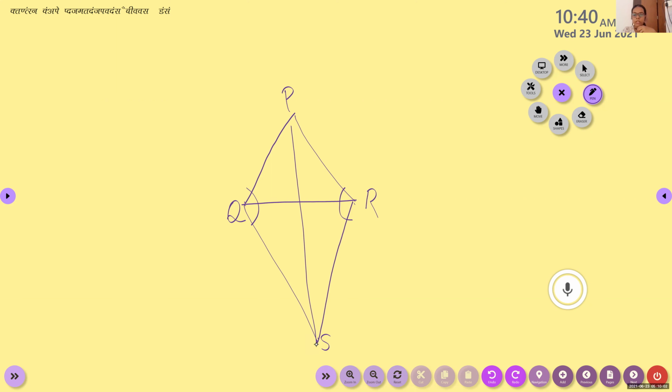Diagonals bisect each other? No, they won't bisect each other. One diagonal bisects the other. PS bisects QR, so QT will be equal to TR, but PT is not equal to TS. The diagonal PS bisects diagonal QR. Is it clear? Yes, ma'am.